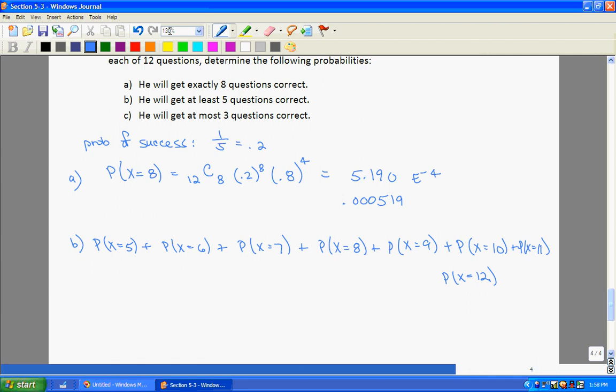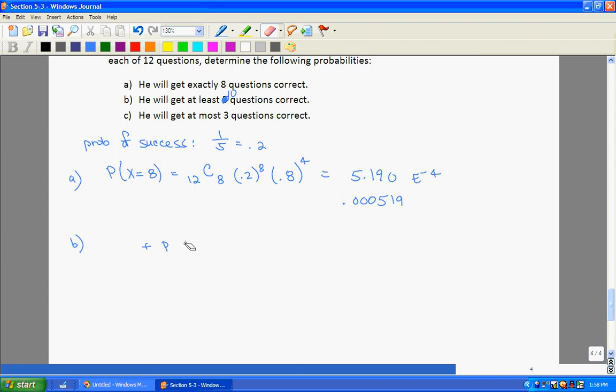Just for the sake of calculations on this problem, let's change this. I didn't realize that was going to be so much work. Let's change this to 10. He will get at least 10 questions right, because that's a lot of work to do. So at least 10 would mean the probability that x equals 10, or the probability that x equals 11, or the probability that x equals 12.